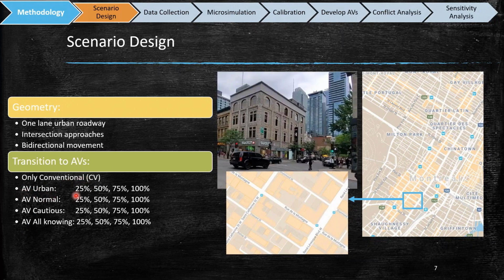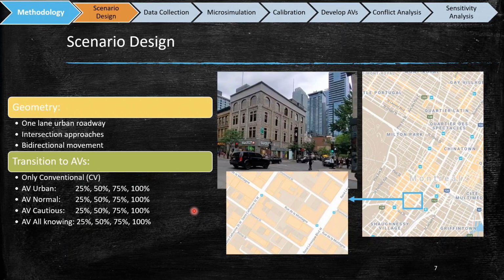We assume actually AV airborne that I will present later, but the three others are defined with the different car following models in Vissim, and we just go to evaluate the penetration rate of each type in the network.